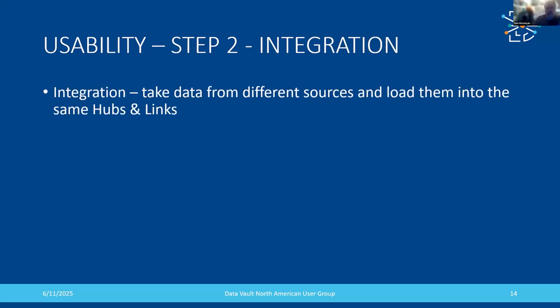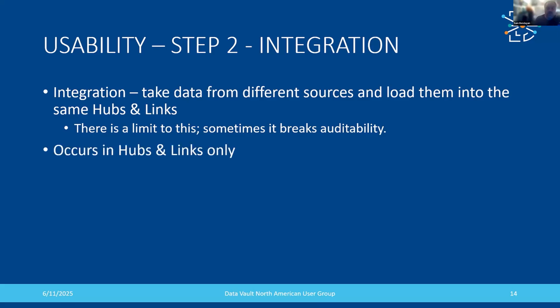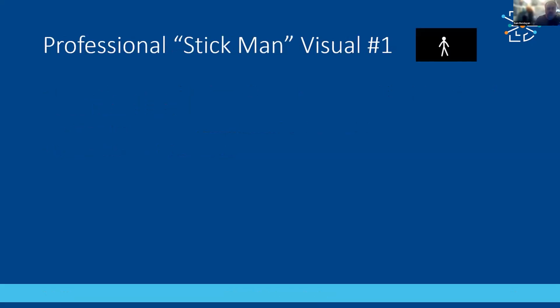Now let's talk about integration a little bit. Now we're taking data from different sources and we're loading them into the same hubs and links if possible, right? So this is important because there is a limit to how much we can integrate. If you go too far, if you try to force integration too far, you will break auditability and you can violate the DV standards, the data vault standards. We'll get into that a little bit later. Now remember, the integration occurs in hubs and links only, at least insofar as integrating multiple sources into the same table. Typically, you don't do that with satellites. We'll illustrate why later on.